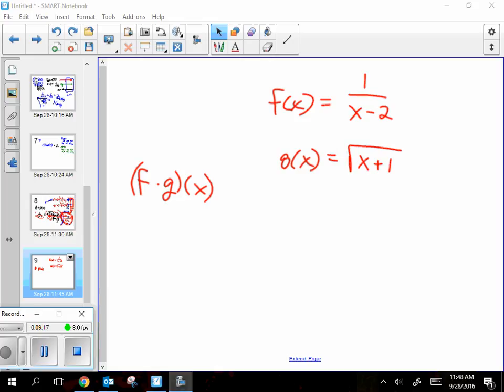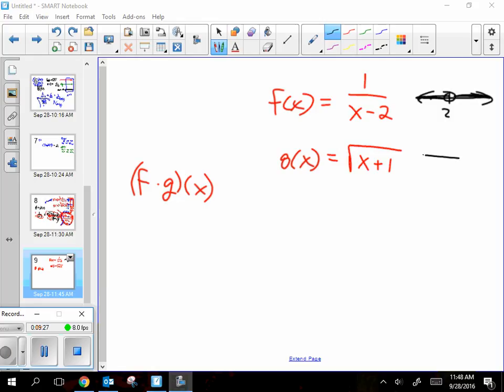So, what do you think? This guy's domain, everything except 2. Agree? Okay, good. This guy, the under root, greater than or equal to 0, x greater than or equal to -1. Here's -1. It's got to be greater than or equal to that. Now, those don't match up real nicely, but there are some places where they overlap. That's what you're looking for. Remember, overlap is actually intersect. So we're looking for the intersection of those two domains.